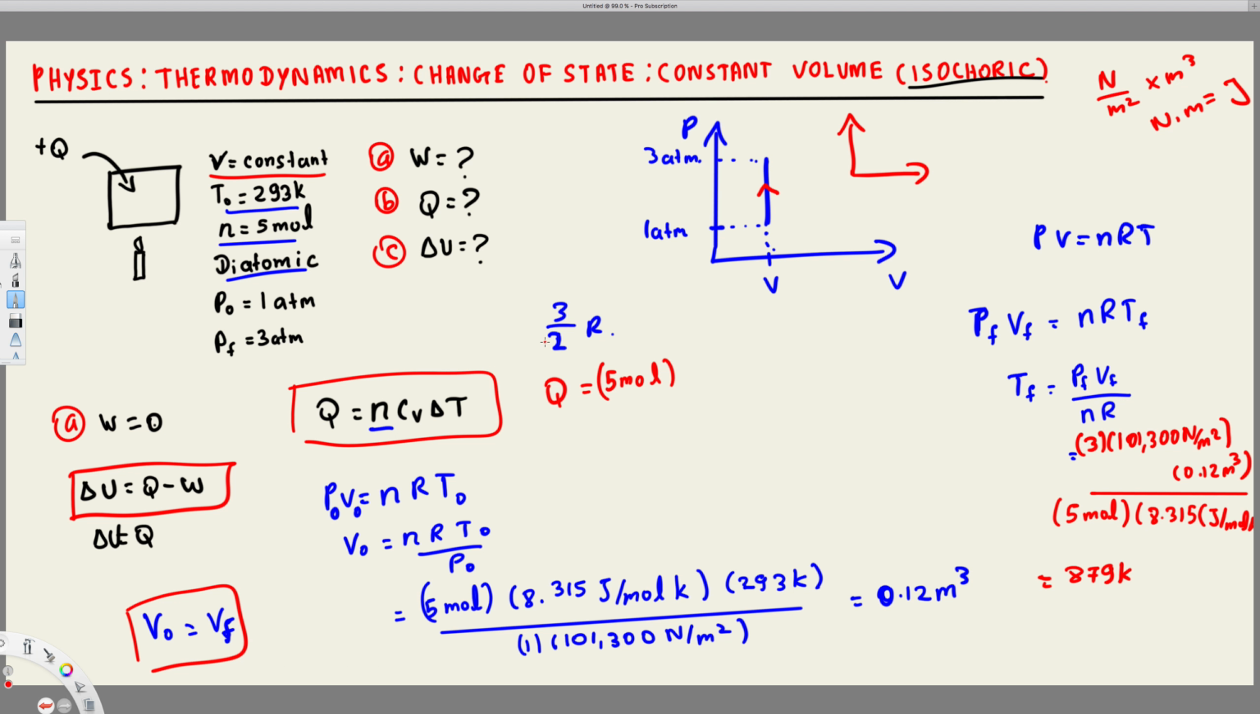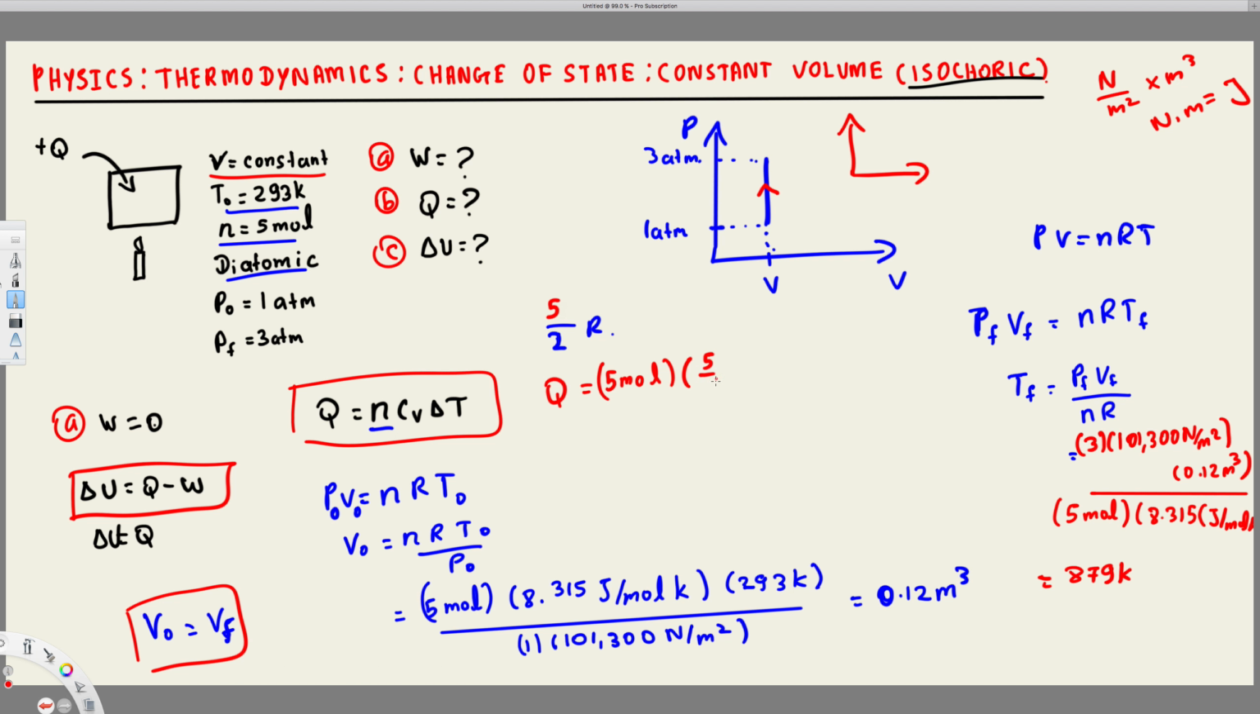Let me check, yeah, for a monoatomic it's 3 by 2. For a diatomic it's 5 by 2. So here we have to use 5 by 2, and for a triatomic we have to use 7 by 2. So it goes like that. So let's apply this one.